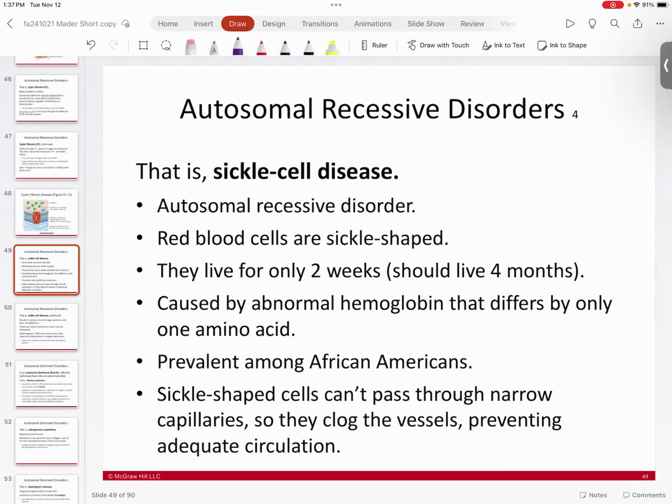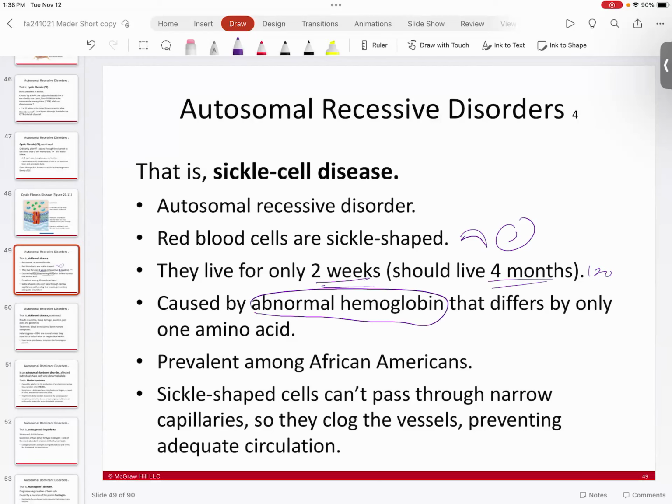So this is one where the red blood cells are sickle shaped, kind of a hook shape like that, instead of nice and round with that little pucker in it. Generally speaking, these red blood cells are only around for 2 weeks. A normal red blood cell should live for about 4 months, 120-ish or so days is about the shelf life, but this basically puts a lot of burden on your ability to make these. And this is caused because you have a mutation in a globin gene.